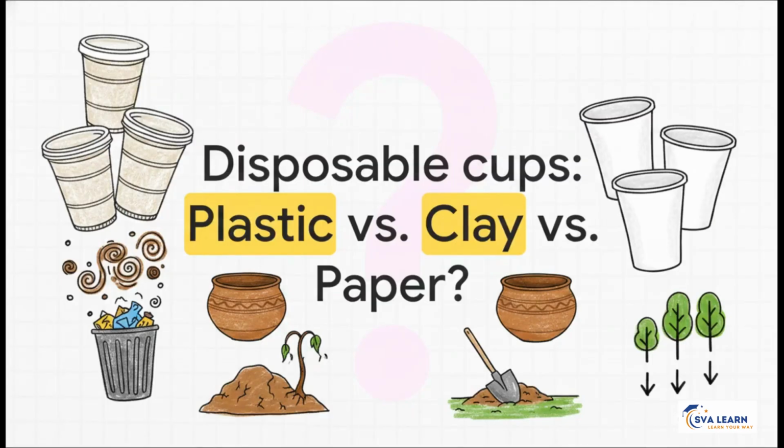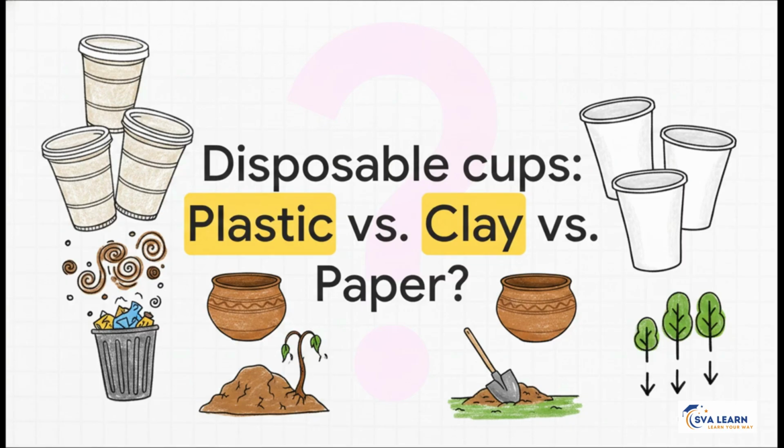Let's apply this to a real-world scenario from your textbook. Think about the disposable cups they used to serve tea in on trains. Originally, they were plastic. Cheap, sure, but completely non-biodegradable, which led to massive littering problems. So people suggested a natural alternative, coolhads, which are traditional cups made out of clay. Sounds totally perfect, right? They decompose.